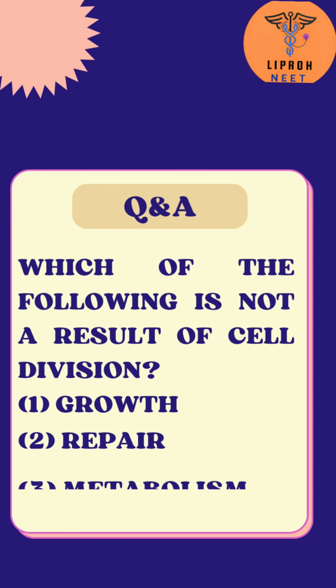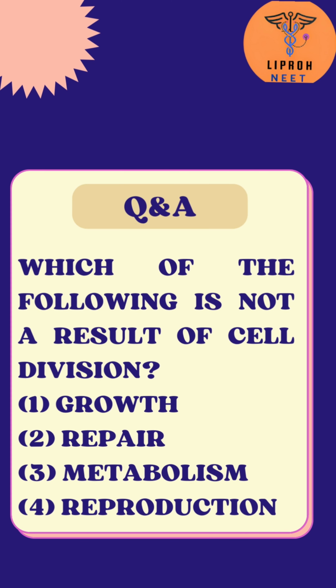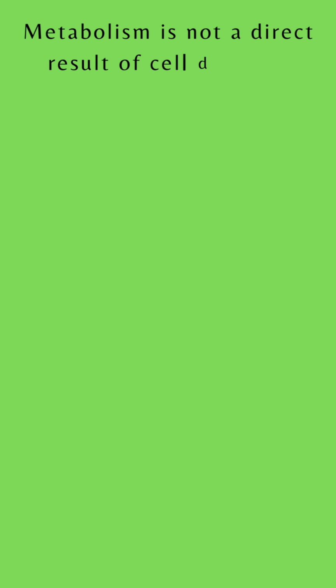Which of the following is not a result of cell division? First option is growth, second option is repair, third option is metabolism, fourth option is reproduction. Metabolism is not a direct result of cell division.